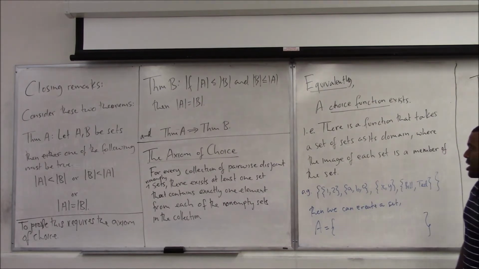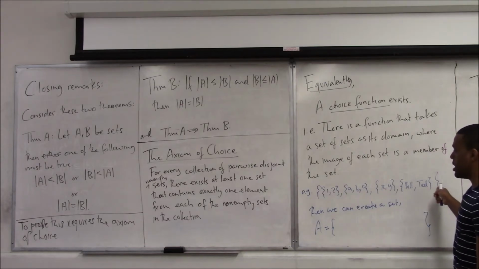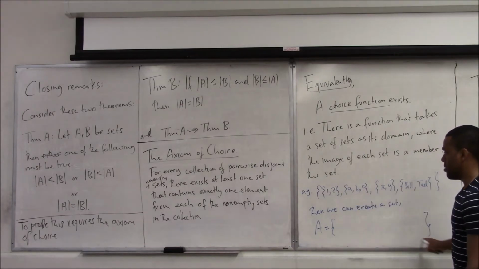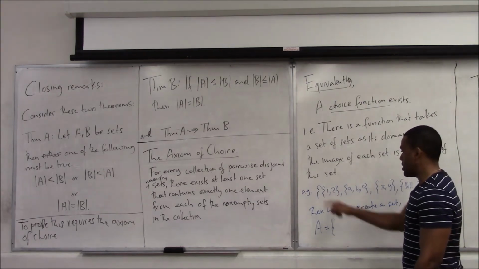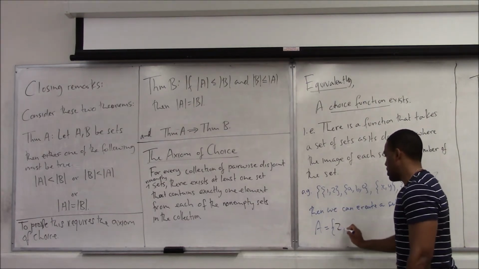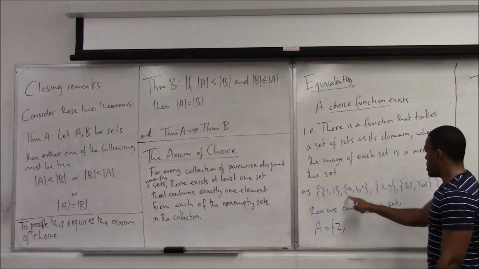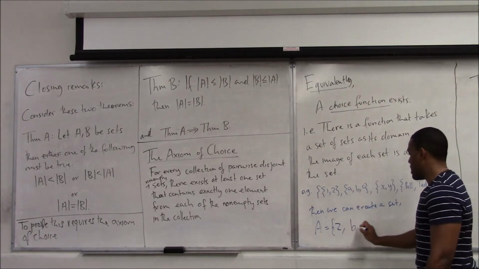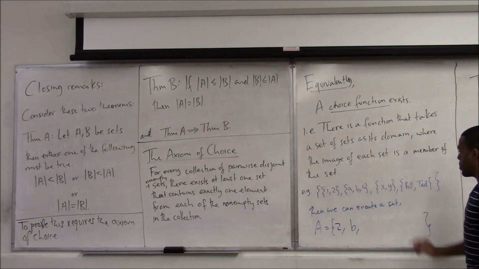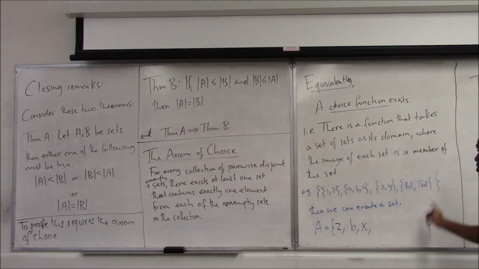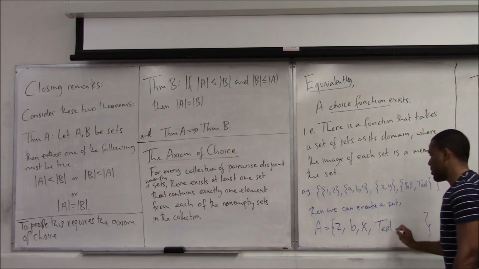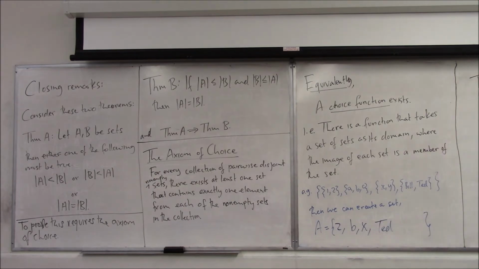In other words, I can take a function from this set to the union of all of them, such that it goes here, picks one of these guys. So let's say I pick 2, put in my set. I will go here, pick one of those guys, so I put B into the set. Go here, pick one of those guys, let's pick X. Go here, choose one of those guys, let's pick 10. So I can create a set in this way, right? Which you just saw me do it, so yeah, obviously you can do that.